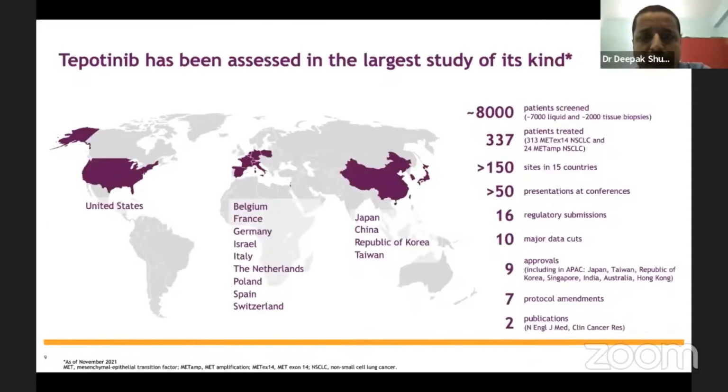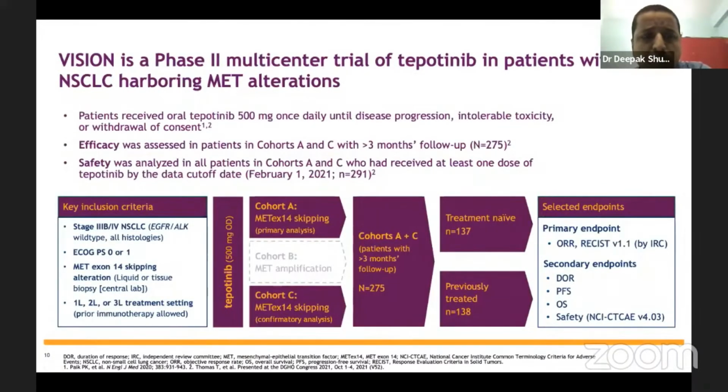The VISION trial was the largest study of its kind, which across the globe screened close to 8,000 patients with close to 350 patients selected. These presentations have been done at a number of conferences with a number of international publications. VISION was a phase 2 multi-cohort, multi-centric trial of tepotinib in patients with stage 3B/4 non-small cell lung cancer. Patients with PS 0/1 with a MET exon 14 skipping alteration diagnosed on liquid or tissue biopsy in a central lab were enrolled.